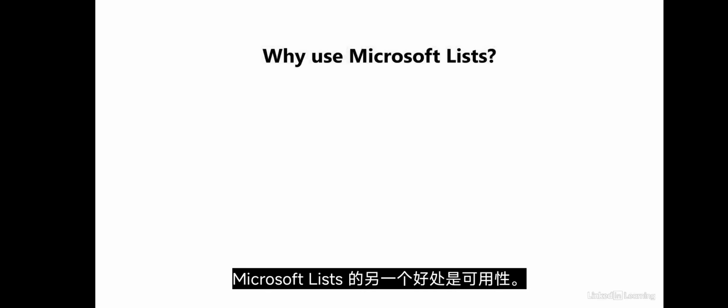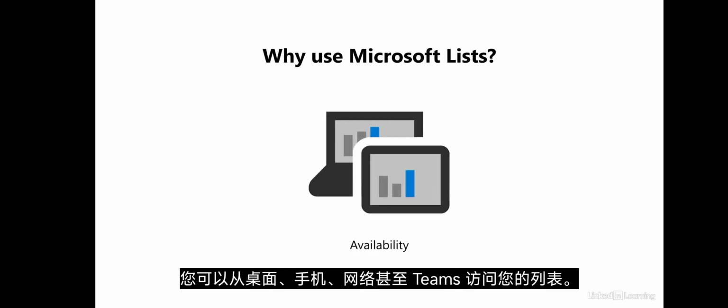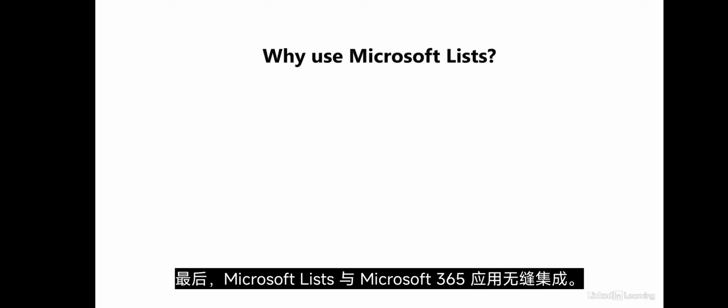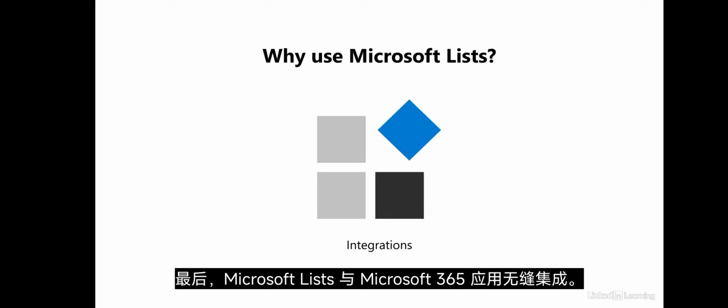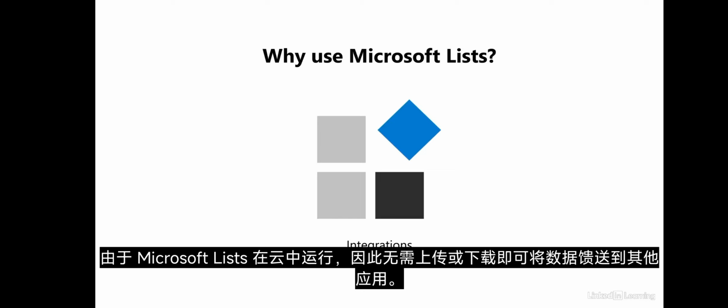Another benefit of Microsoft Lists is availability. You can access your list from your desktop, your phone, on the web, and even from Teams. And finally, Microsoft Lists seamlessly integrates with Microsoft 365 apps. Because Microsoft Lists runs in the cloud, you can feed data to other apps without uploading or downloading.